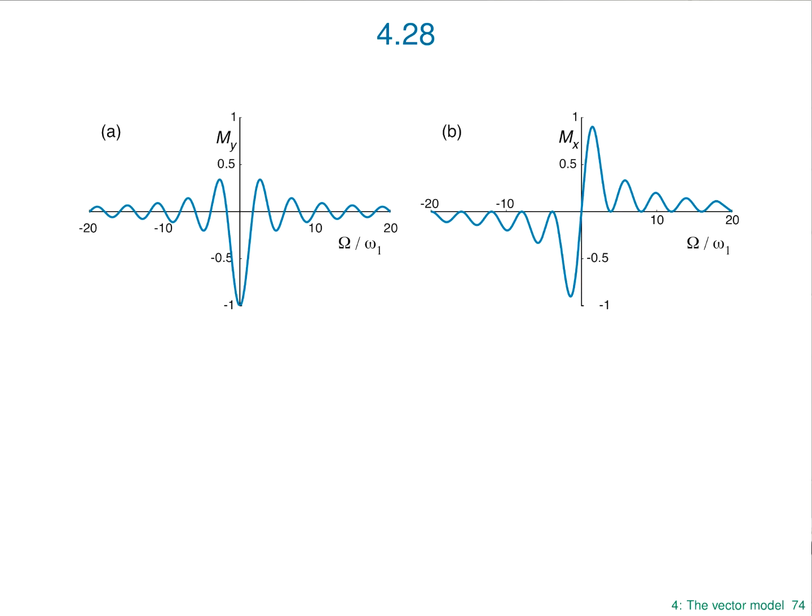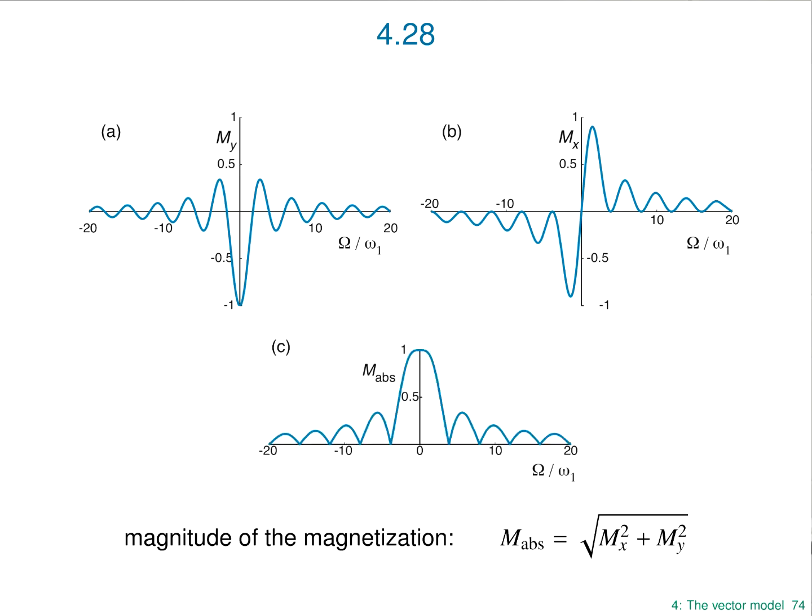So what this tells you is that when you go away from this on resonance condition, you generate a mixture of X and Y magnetization, and exactly what you get depends on exactly what the offset is. It can get quite complicated.